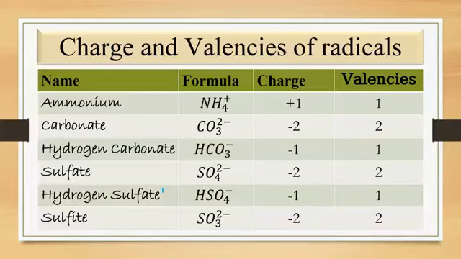Now charges and valencies of radicals. Ammonium ion. The formula of ammonium ion is NH4 and the charge is plus 1. The valency of a radical is equal to its charge. So the valency of ammonium ion is also 1.